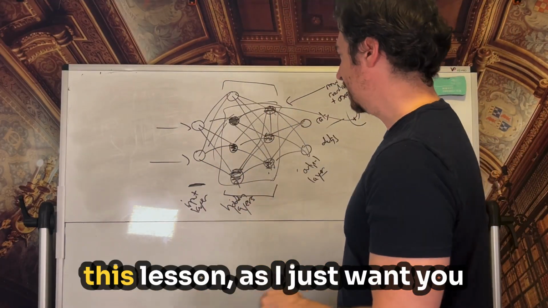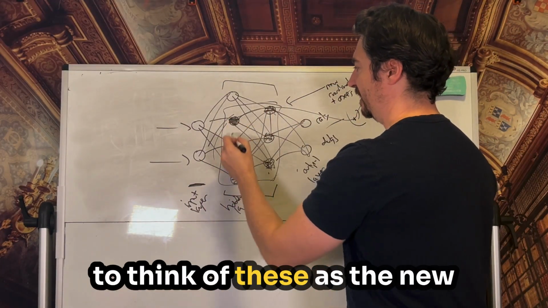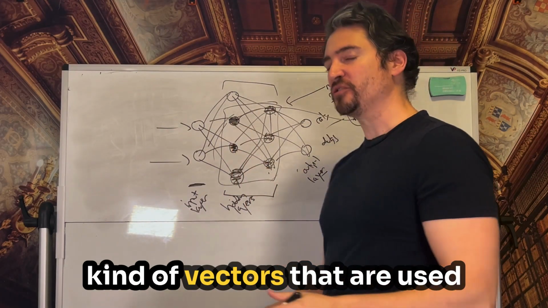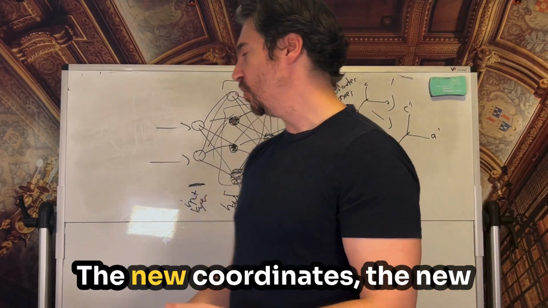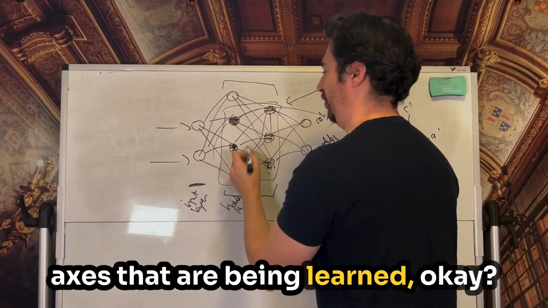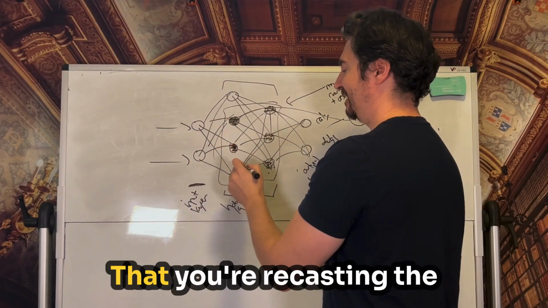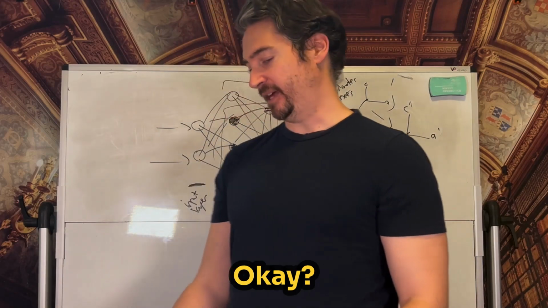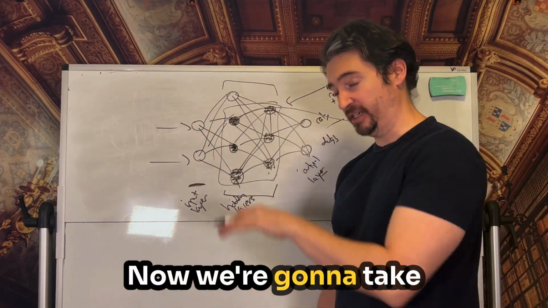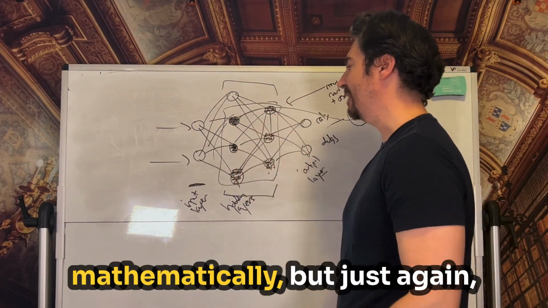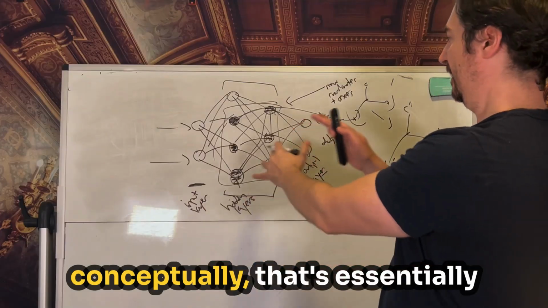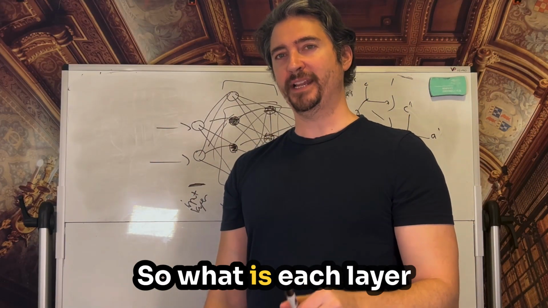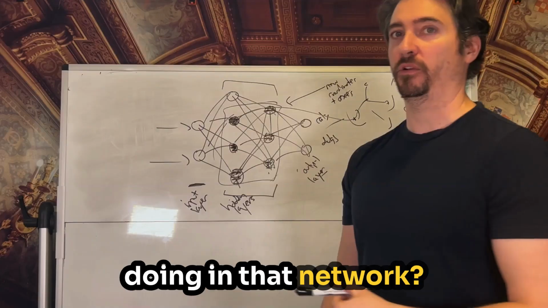The take-home message for this lesson is I just want you to think of these as the new kind of vectors used in the new feature space, the new coordinates, the new axes that are being learned. You're recasting the data into new coordinates that didn't exist before. Now we're going to look at what those neurons are actually doing mathematically, but conceptually, that's essentially what's happening.